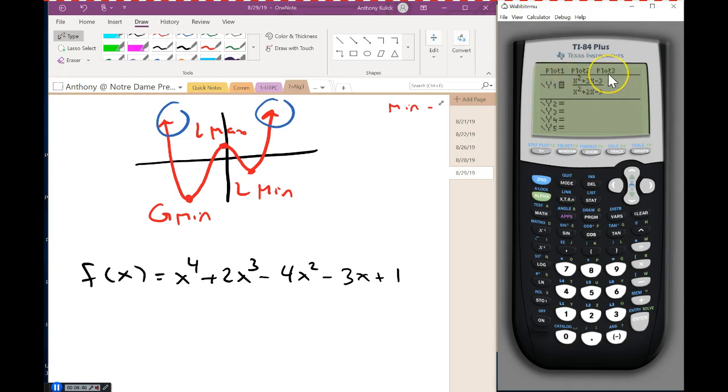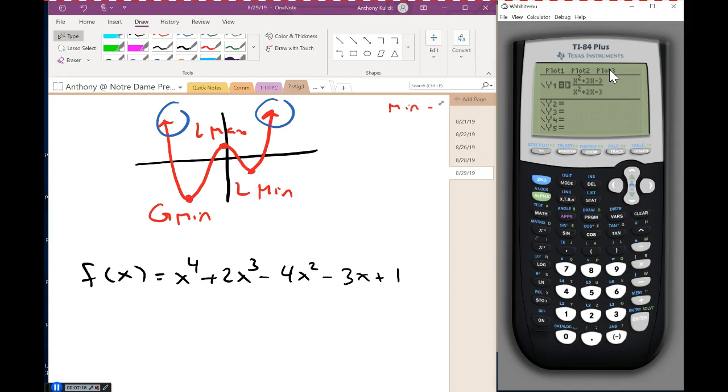None of these three should be highlighted. So what do I mean? What would it look like if it was highlighted? It would look like this. If one of those is highlighted, use the up and down and left and right arrows to go to that spot and just press the enter button again to unhighlight it. So none of the plot 1, 2, or 3 should be highlighted. Everybody's non-highlighted? Good.